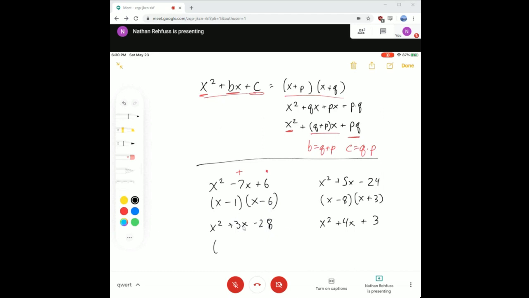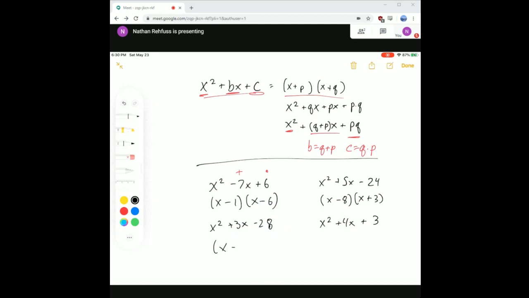And the one of those that adds up to 3 is negative 4 and positive 7. So it's faster to look at product pairs for negative 28. Is it negative 1 times 28, 1 times negative 28, 4 times negative 7, negative 4 times 7? I guess 2 and 14 would also do.